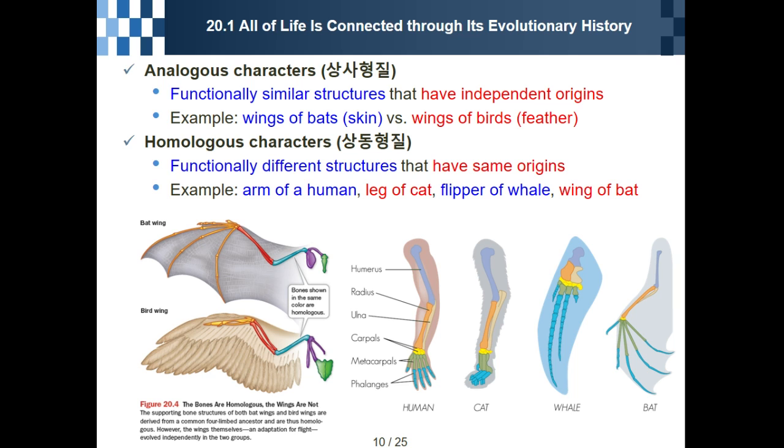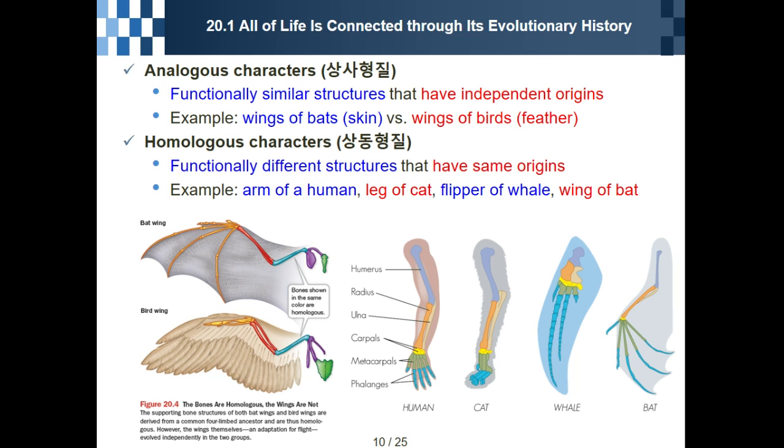They are functionally different structures, but they have the same origin, like this. They have the same bone. Their bone structure is the same, like this. So this is an example of the arm of a human, the leg of a cat, the flipper of a whale, and the wing of a bat. Their origin is the same.